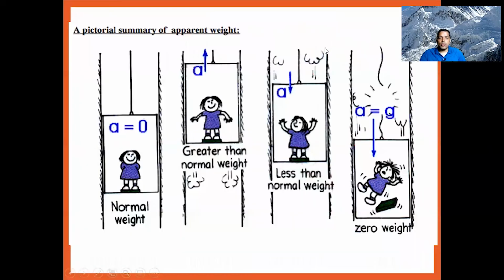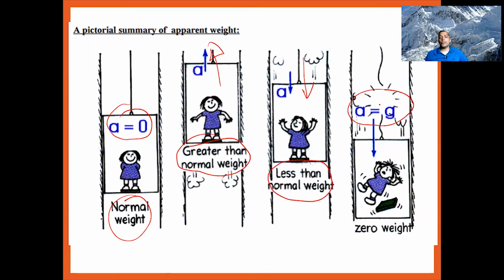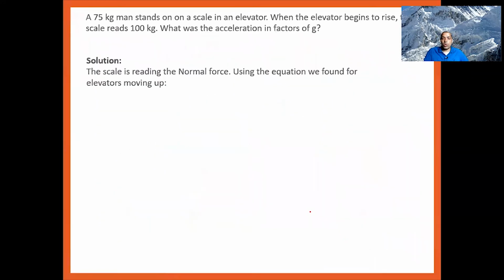All right, let me show you this interesting situation here. When a equals 0, this guy is at rest, you have normal weight. When this guy is moving up, you have greater weight than the normal weight. When this guy is moving down, you have less than the normal weight. When a equals g, then you have zero weight.